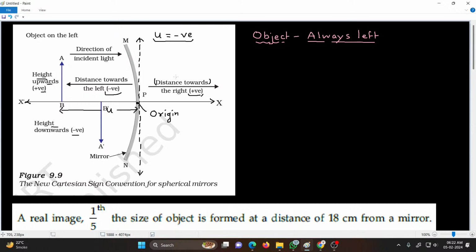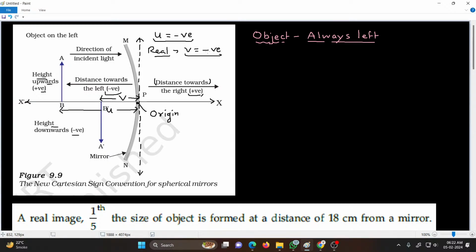In case of a mirror, the real image always forms on the same side as shown in this figure. So in that case, if the image is real, v is also negative.